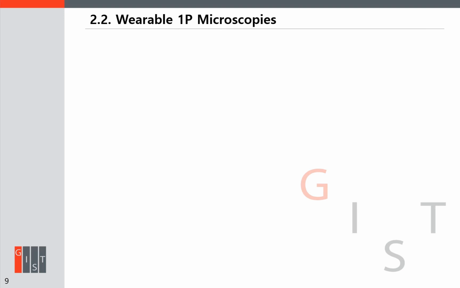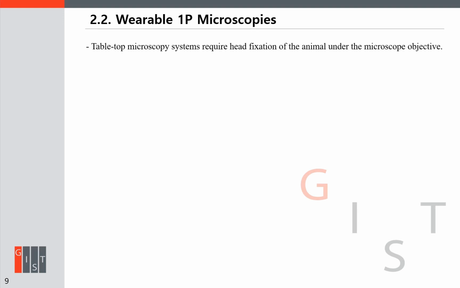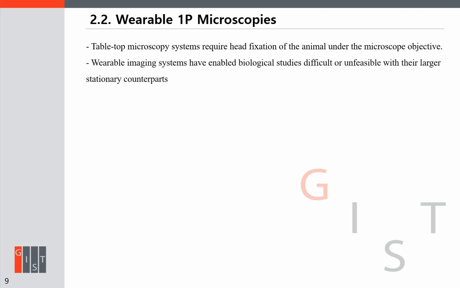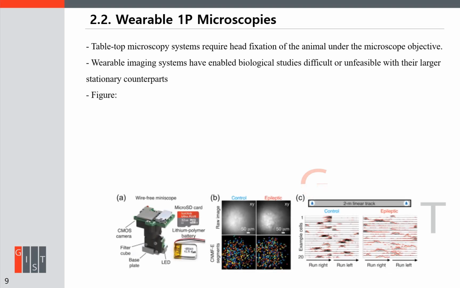The next one I want to talk about is wearable one-photon microscopy. The tabletop microscopy system, such as the figure that's shown below, requires the head fixation of the animal under the microscope objective. The wearable imaging system has enabled biological studies that are difficult or unfeasible with a larger stationary counterpart.